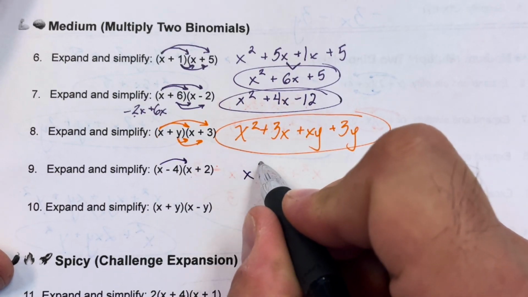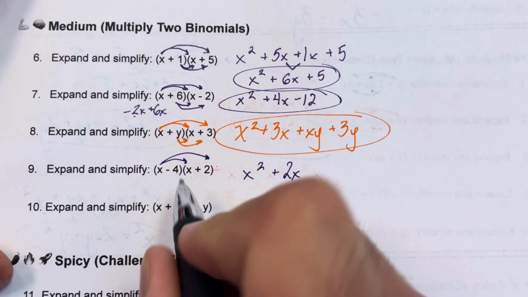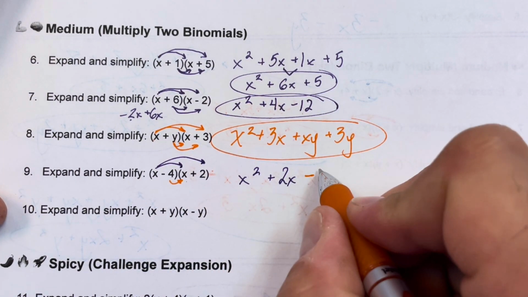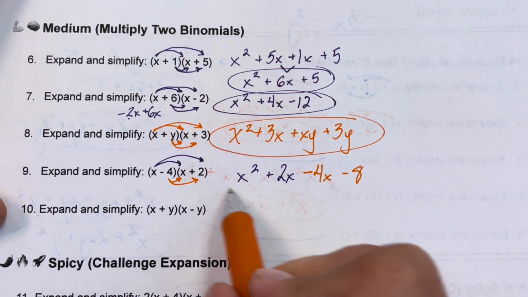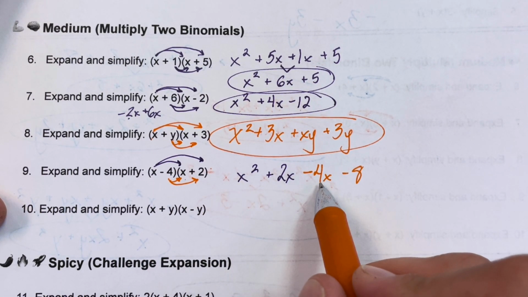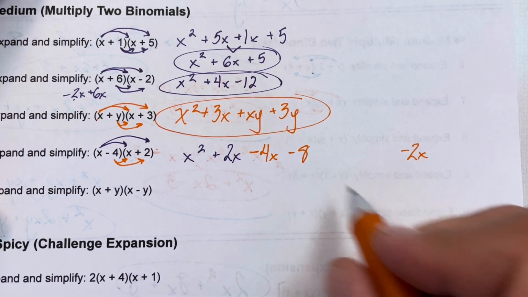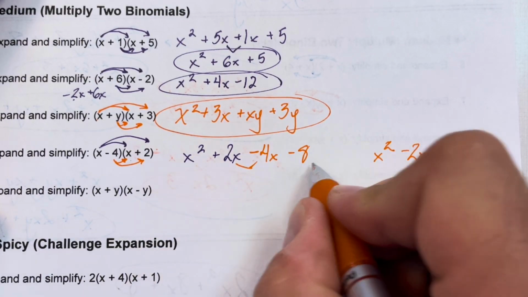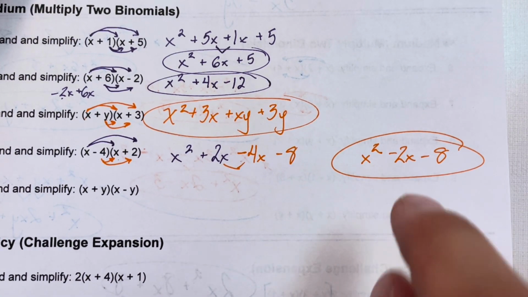Okay, so x times x is x squared. X times 2 is 2x. Let's see, negative 4 times x is negative 4x, and negative 4 times 2 is negative 8. When I look at this, I can combine 2x minus 4x. When I do that, I would get negative 2x as a result when I combine those. But we also have the x squared part and the minus 8. So our final answer, combining like terms, is that one.